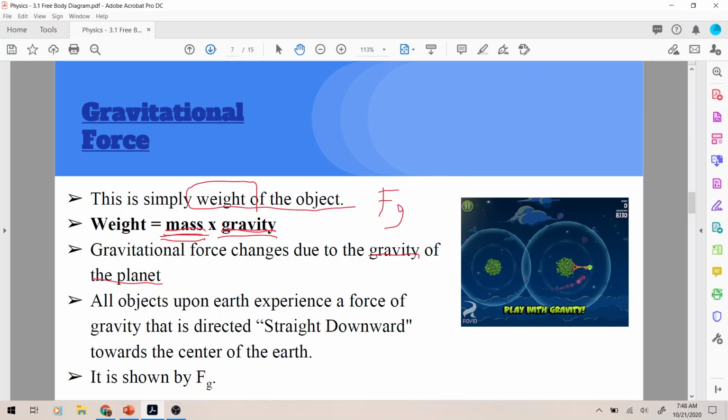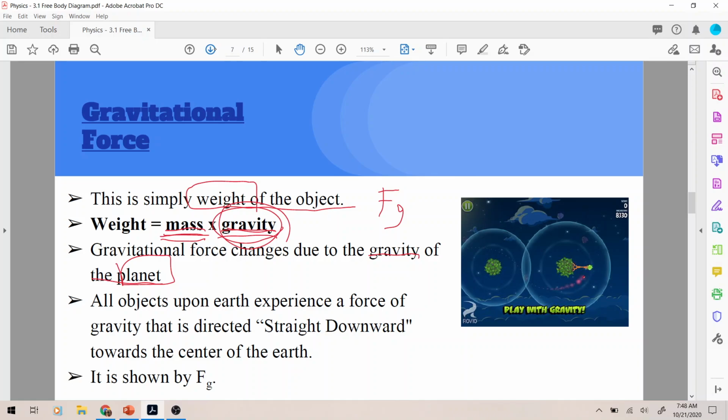And when are you going to have different Fg? You are going to have different gravitational acceleration. So how do you have different gravitational acceleration? You basically change your planet. Once you change the planet, your gravitational force will change.